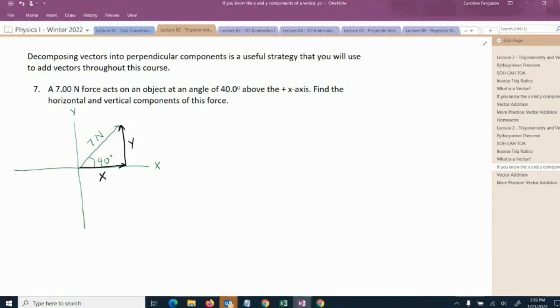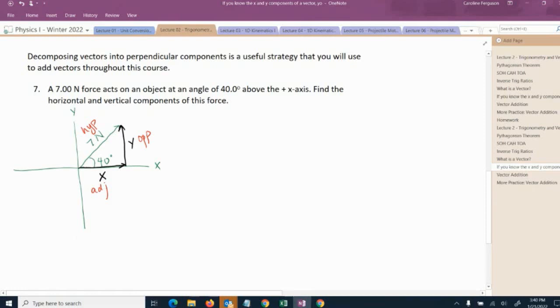So the 7 newtons, if we're talking about opposite, adjacent, hypotenuse, what is that 7 newtons? Which one is it? How would we label the side? Good, hypotenuse. And then what about x? Good. And what about y? Good. Okay, so let's start with x. We're going to ignore y. We don't want y yet. Is it cos for horizontal or vertical? Okay, let's look. We'll see.